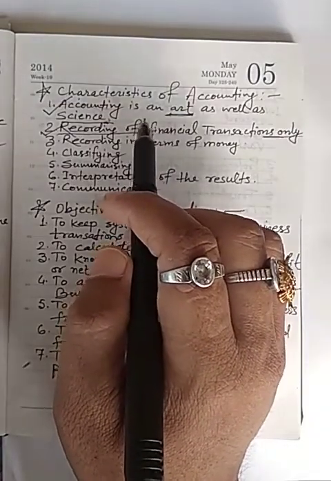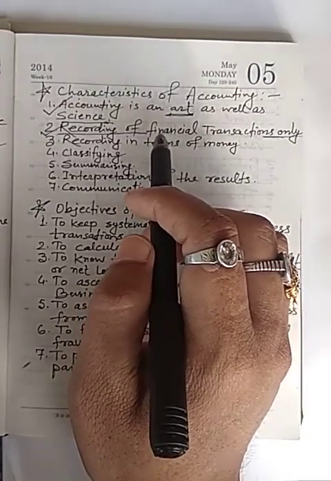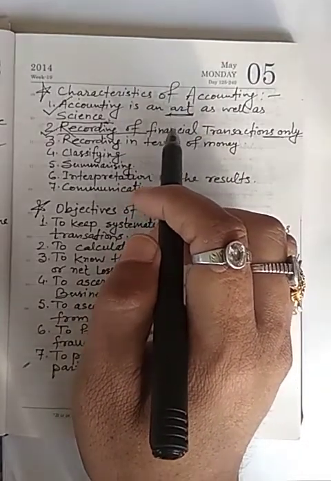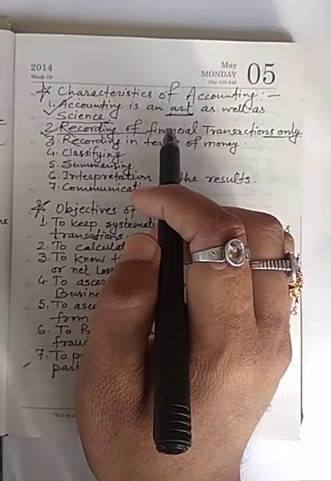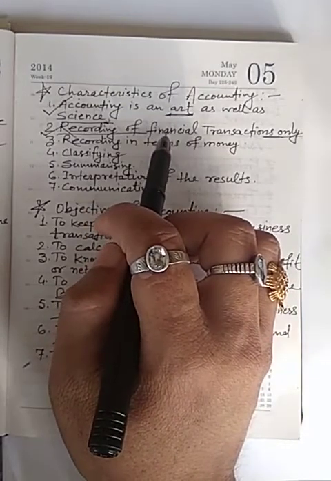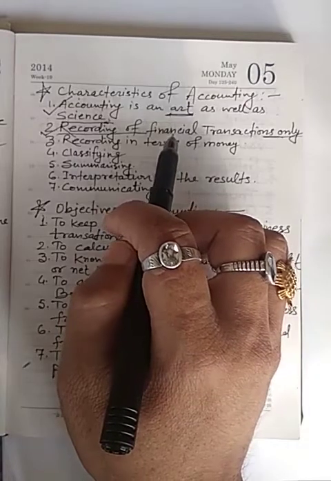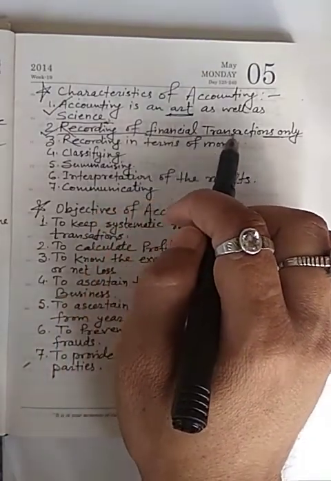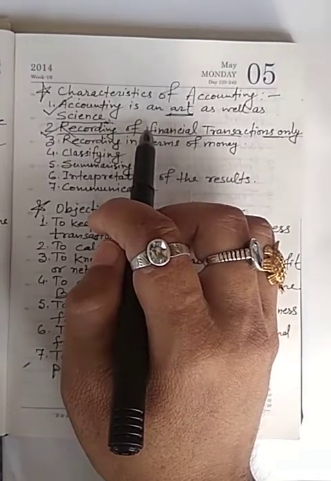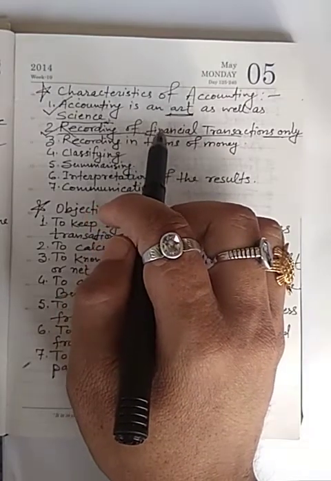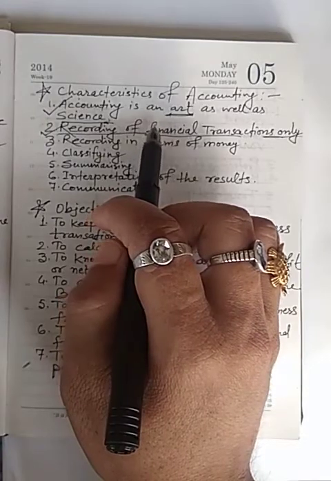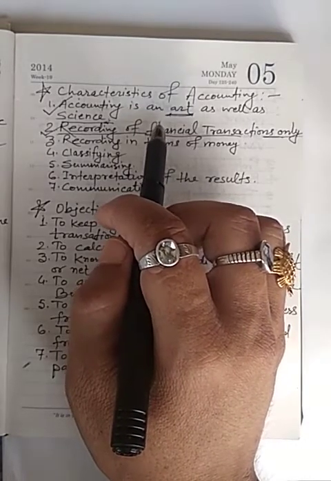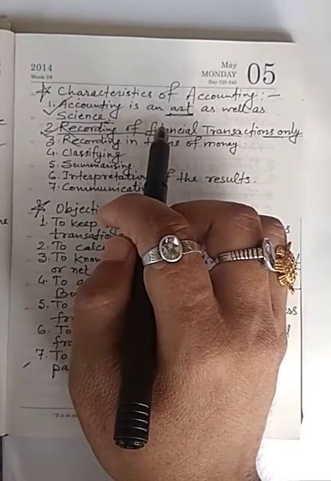There are so many transactions in the business which are very important for the business, but which cannot be measured and expressed in terms of money, and hence such transactions will not be recorded. For example, the quarrel between the production manager and sales manager will not be recorded in accounting.